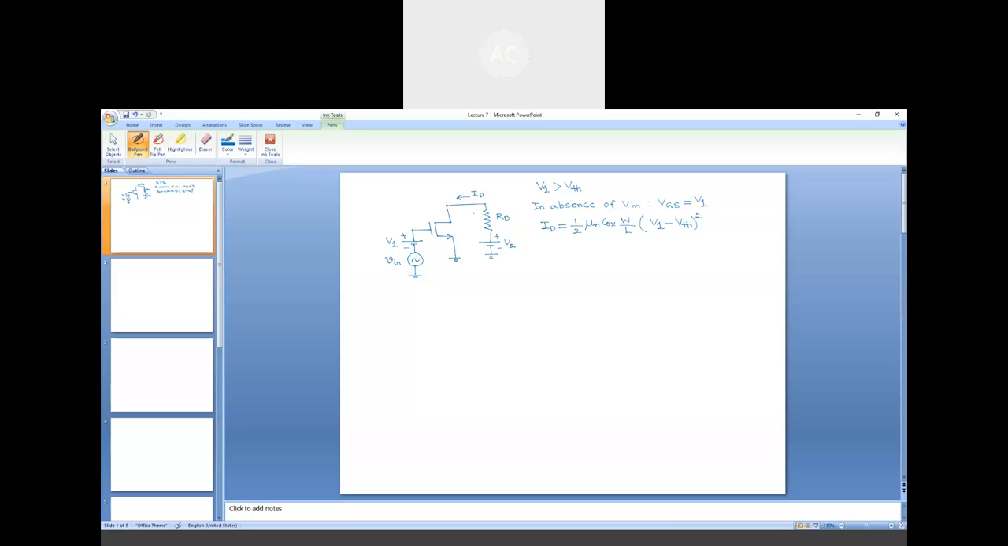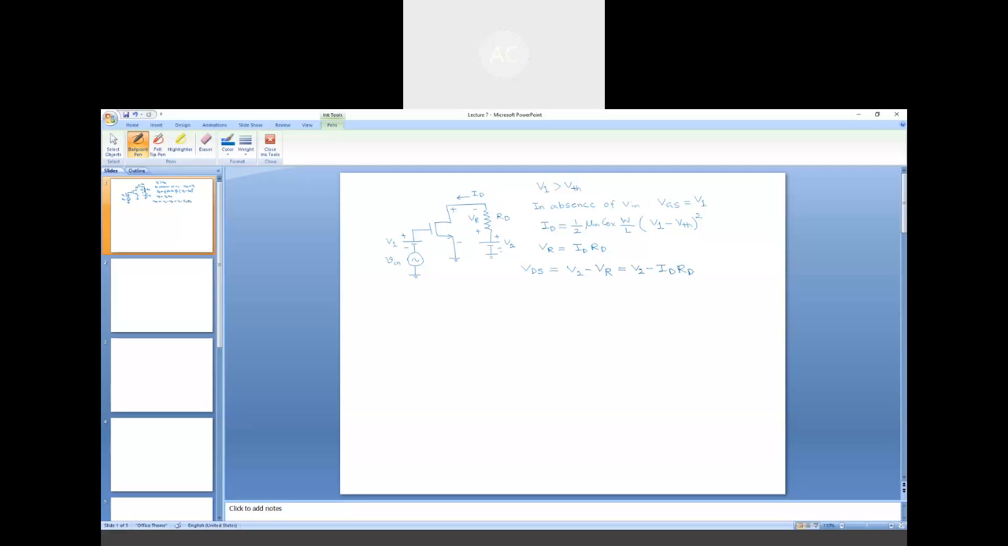Now when this current flows through this resistance RD, a voltage will be developed across RD with the polarity as shown. So this will be the voltage developed. And if I call this voltage VR, then VR is given by ID times RD. And if I consider this voltage, which is nothing but the drain to source voltage, VDS, we find that VDS is given by V2 minus VR, that is V2 minus ID times RD.